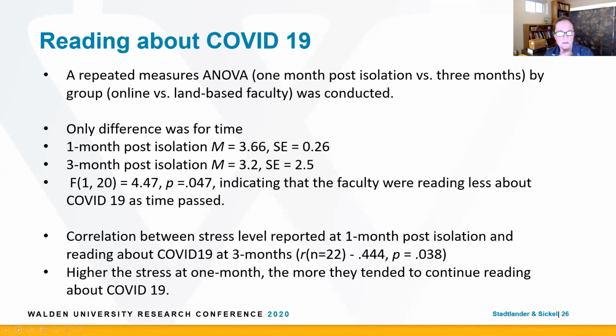We did find a correlation between stress level reported at 1 month post-isolation and reading about COVID-19 at 3 months. Higher stress at 1 month, that should be a positive 0.444. Higher stress at 1 month meant they tended to continue reading more about COVID-19.